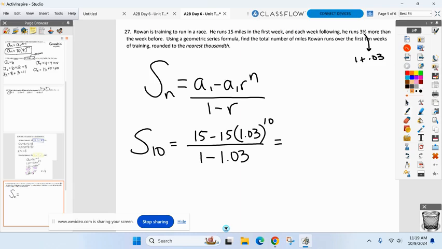Ooh, how about those rounding directions? Nearest thousandth. What do I got? 171.958. How's that look? Thousandth is 3 numbers after the decimal. So I look at the 4th number to round or not. Questions? All good? Good job, Joe.